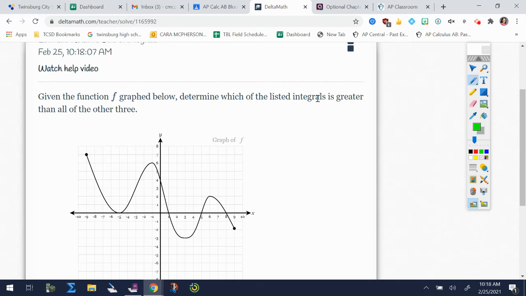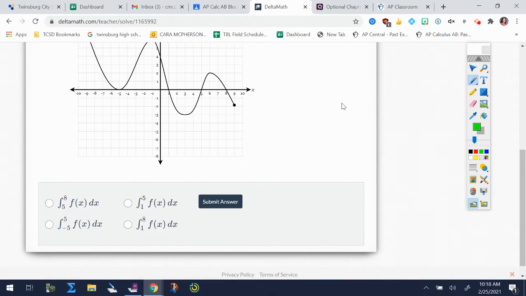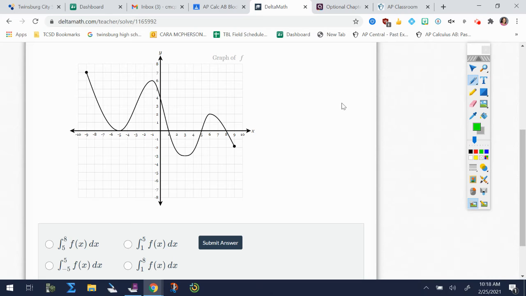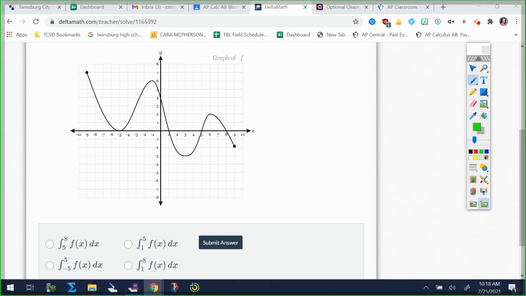This one wants to know which integral would be greater than the other three. So we are looking at 5 to 8. Sorry, let me mark this up a little bit. So 5 to 8 is this piece. That one's definitely positive because it's only above. Then we are looking at 1 to 5. So 1 to 5 is going to have more stuff that's negative and just a little bit of positive. That one's definitely going to be smaller because it has so much negative there. So far, 5 to 8 is the biggest.